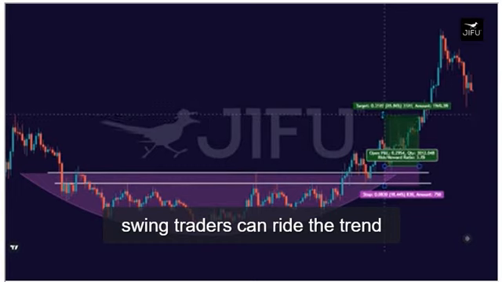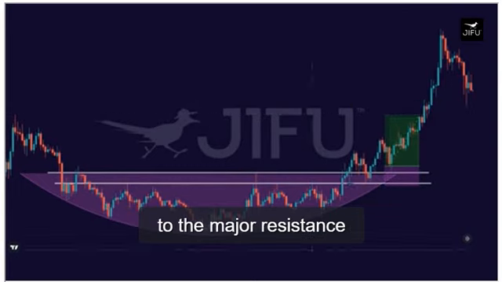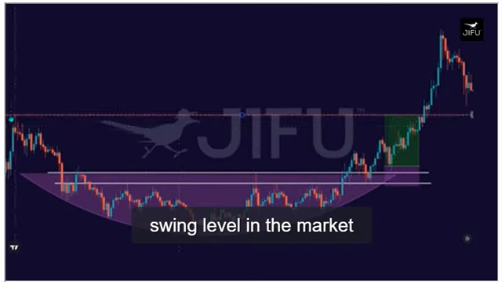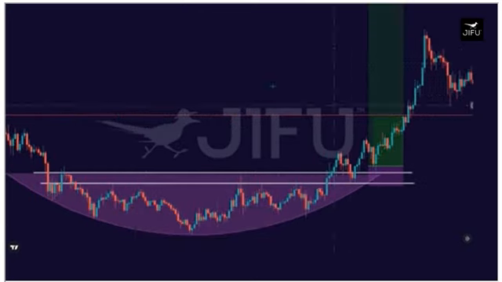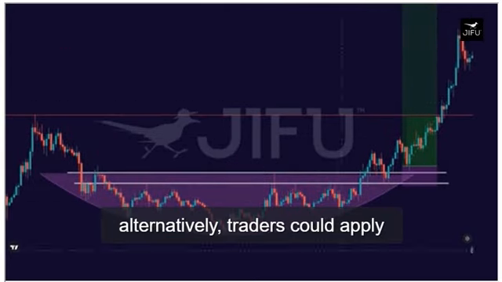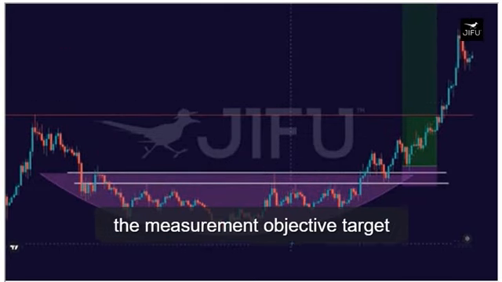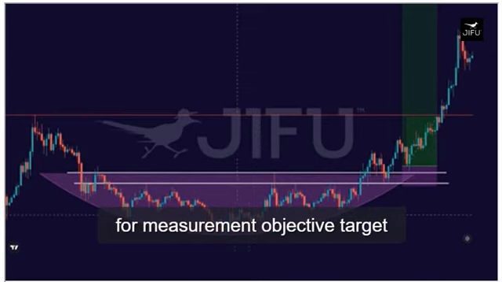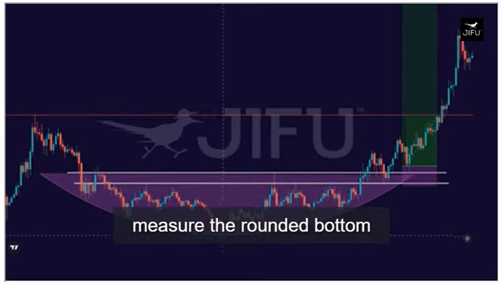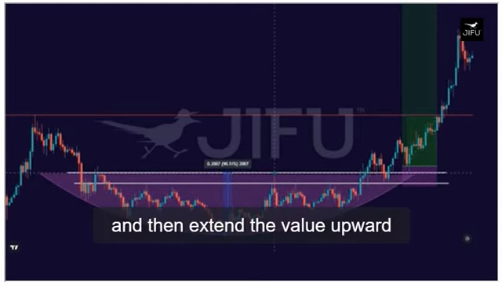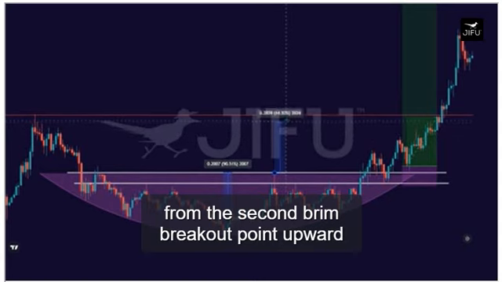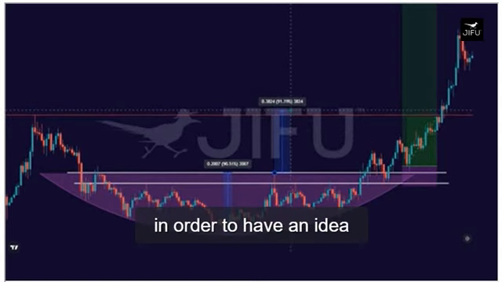How can we set our take profit based on the rounded bottom bullish breakout? Swing traders can ride the trend to the major resistance swing level in the market at the 0.7604 price level. Alternatively, traders could apply the measurement objective target. Measure the rounded bottom from its low to the second brim, and then extend the value upward from the second brim breakout point in order to have an idea of the possible price movement.